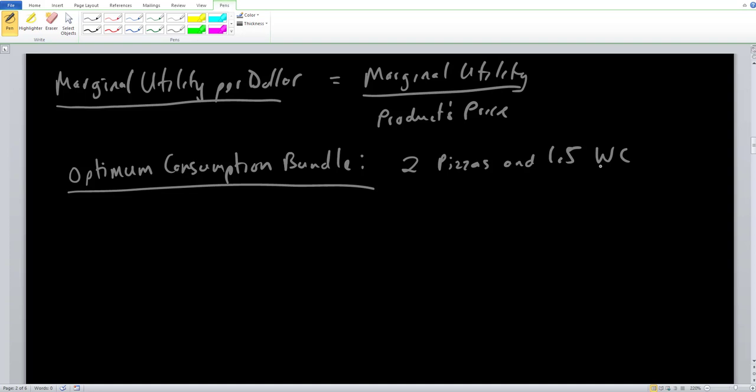The second question that we want to ask is, at the optimum consumption bundle, what exactly is our total utility equal to? There are a few different ways that we can approach this.